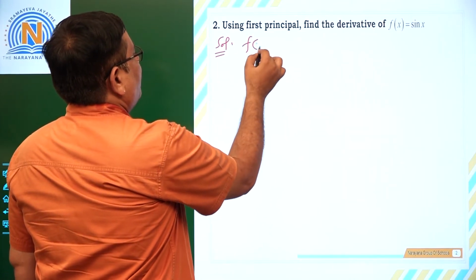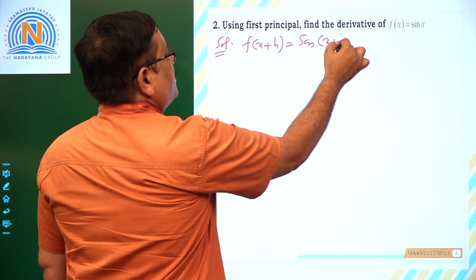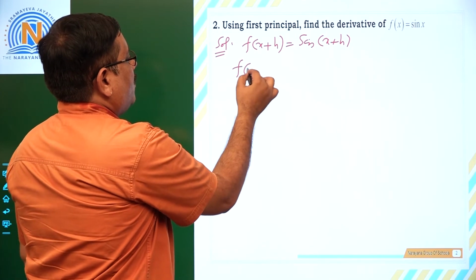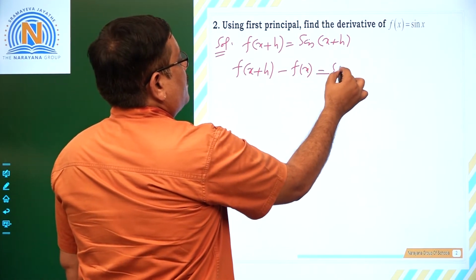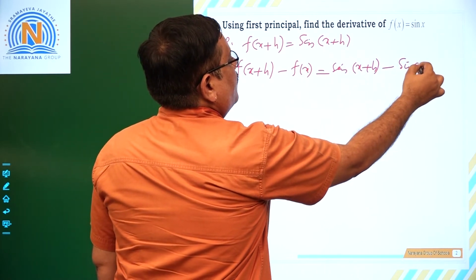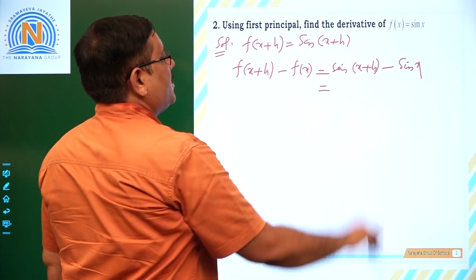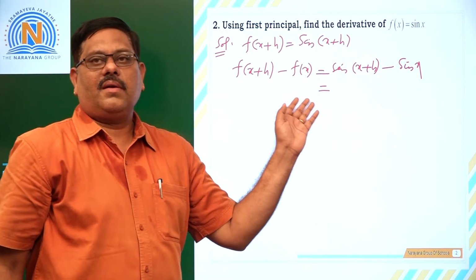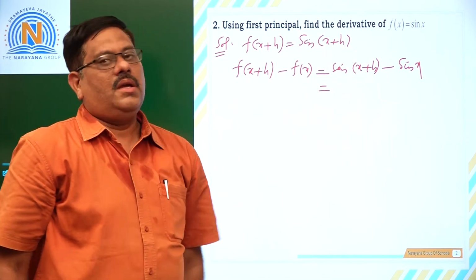Here also let us find out f of x plus h, that is sin of (x plus h). Similarly, let us find out f of x plus h minus f of x. What is that? Sin of (x plus h) minus sin x. Okay, now you want this to be simplified in this way. You can use trigonometric transformations to convert this.